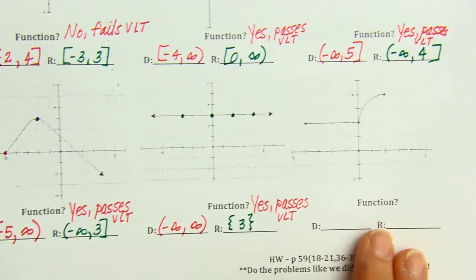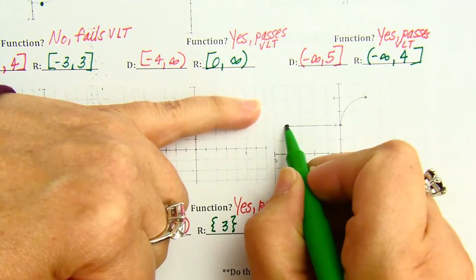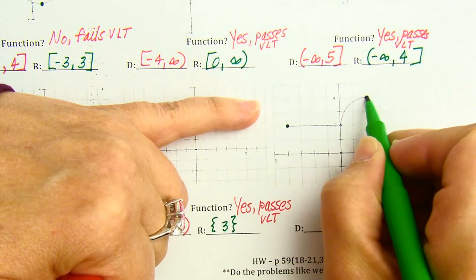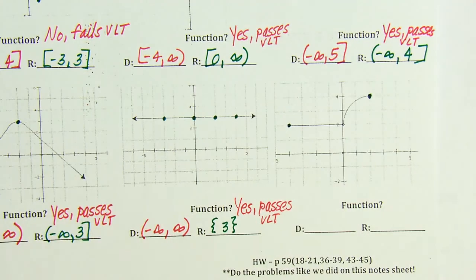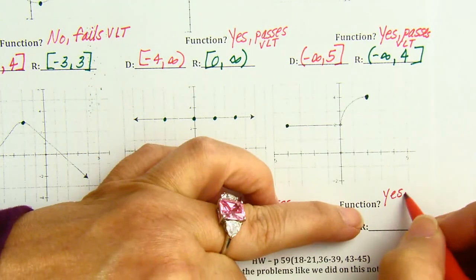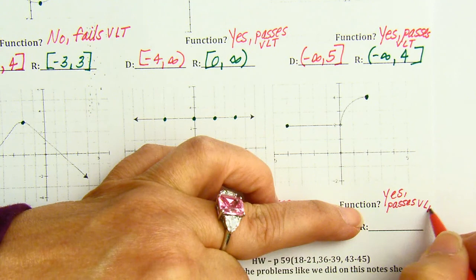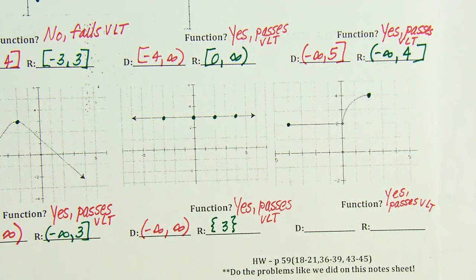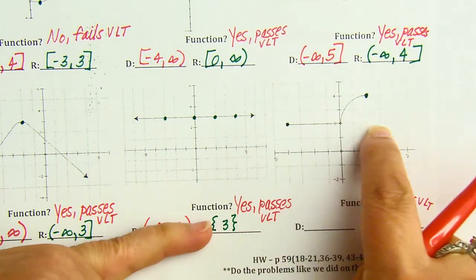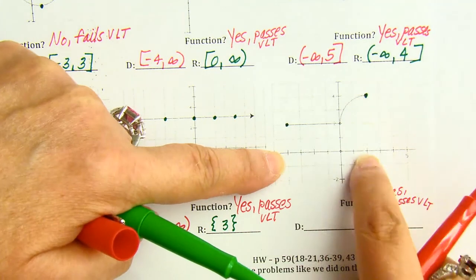And our last graph. Here I have a definitive starting point on x, a definitive ending point on x. Is it a function? Yes, it's a function, because again, it passes the vertical line test. What is my domain? Well, those are my x values. So I'm starting at negative 4 and I'm stopping at positive 2.